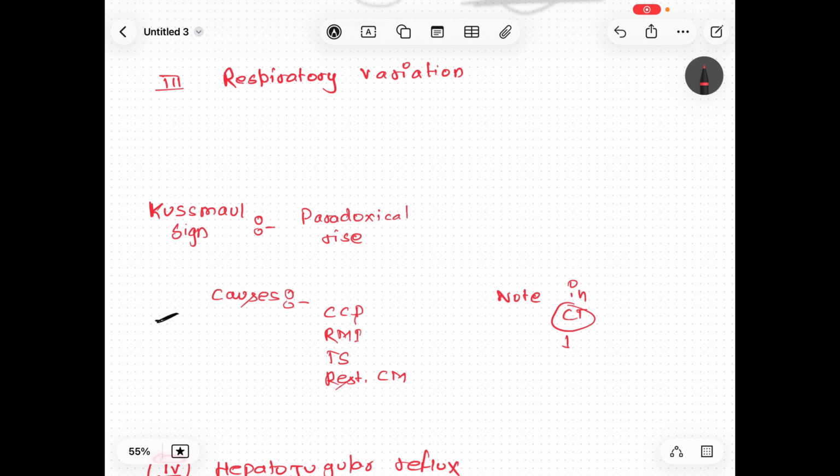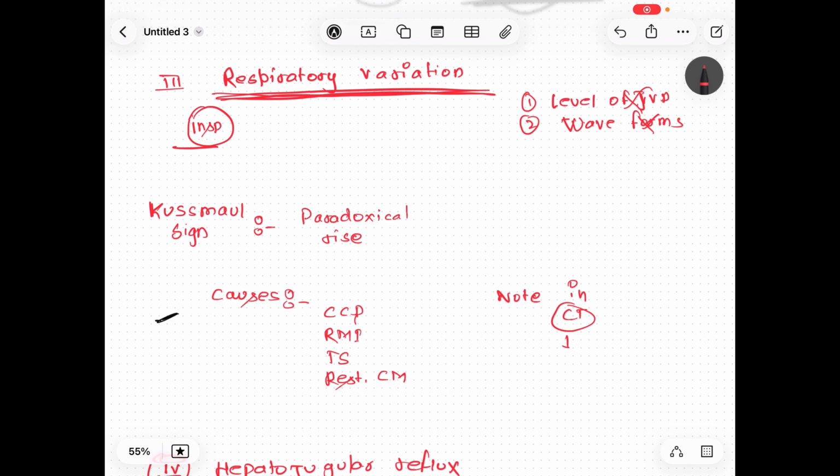Okay, so now we have already completed the level of JVP, and second is waveforms. We have already completed these two topics. Now coming to the third one, which is respiratory variation of the JVP. Normally when the patient inspires, there is filling of RA and RV, so normally the JVP decreases.